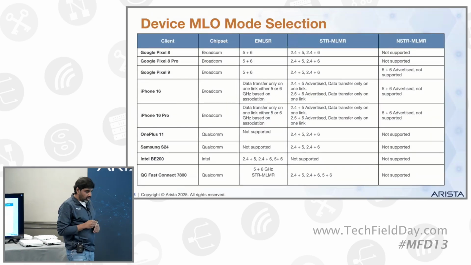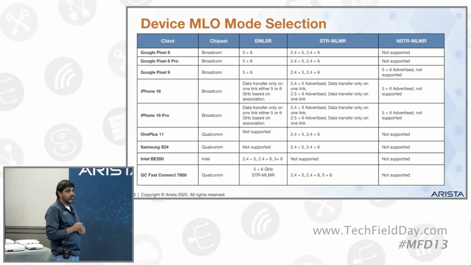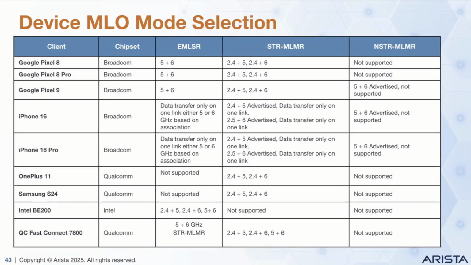And in the last MFT, we presented the client MLO mode selection list. We just added a few more clients, especially Google Pixel 9, iPhone 16, and 16 Pro. We also added the table for chipset and STR-MLMR, non-STR-MLMR. What is so interesting is that when you have SSIDs on all three bands, as we discussed, it does STR-MLMR. And if you look into the iPhone chart, when you have it on 5 and 6 particularly, it is advertising non-STR-MLMR, okay? But it does not advertise EMLSR.